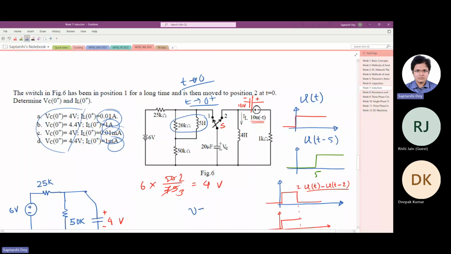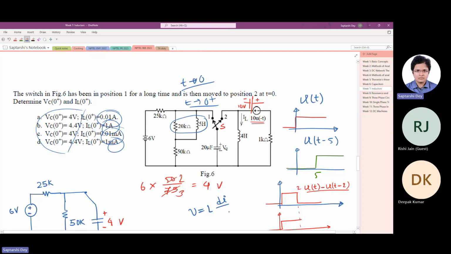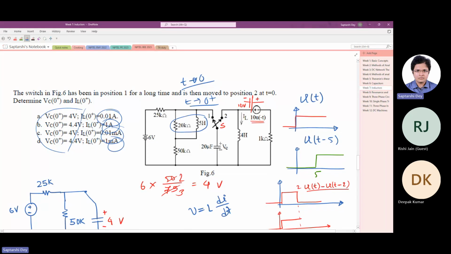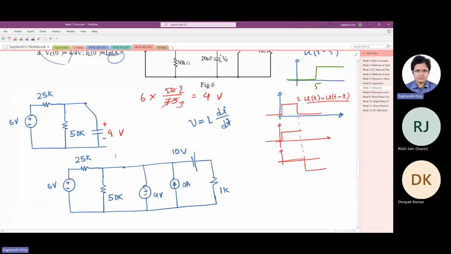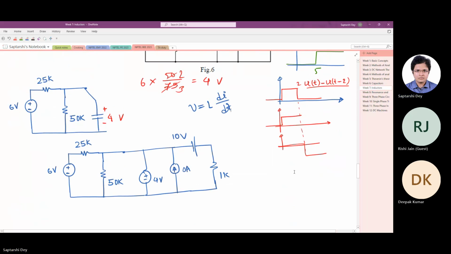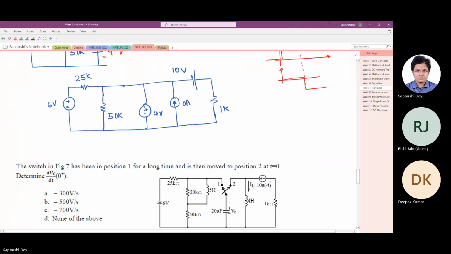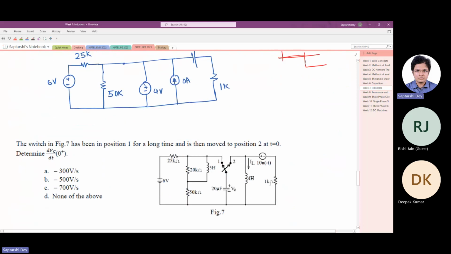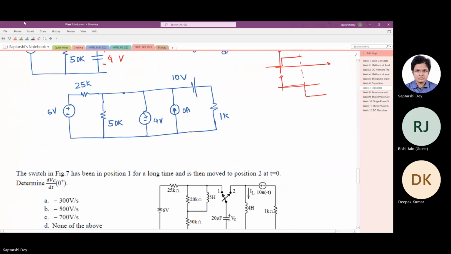Because V equals L di/dt. You should actually, because we discussed this. So a sudden increase of current would require infinite voltage. That is why we say that inductor resists sudden change in current. So the final answer is capacitor voltage is 4 volt and inductor current is 0 ampere. Now the next question, if you see it's the same circuit, we'll just copy, but something else we have to find out.